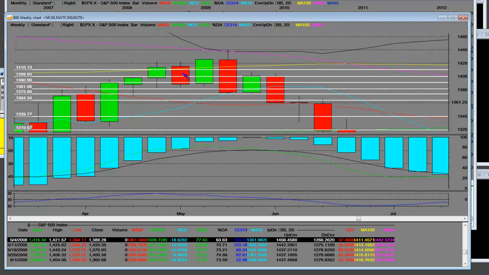We were here every day. 5/4 here. Here's a weekly of 5/11, but here it was. 5/18 high, 1440 on the S&P. Now, this is back in that time frame, so the S&P 500 will trade in a range within the 5-day period.